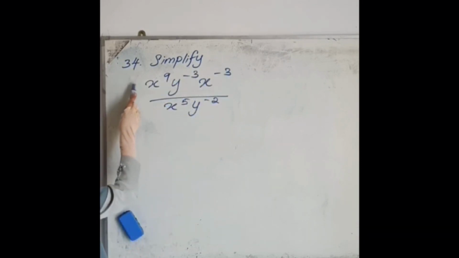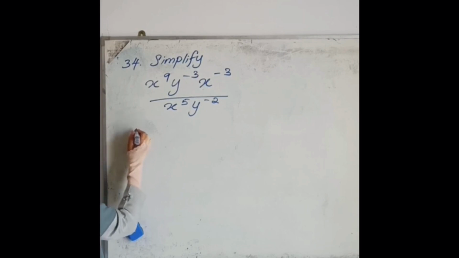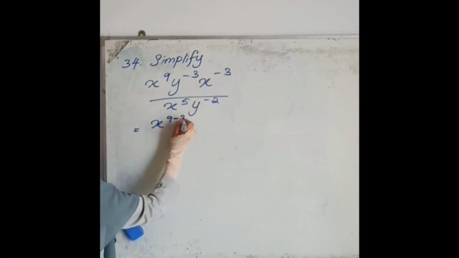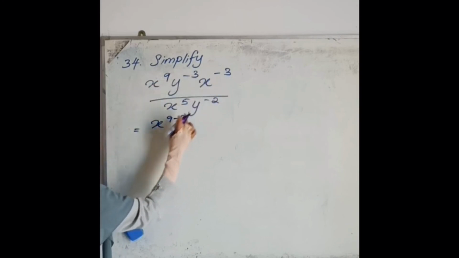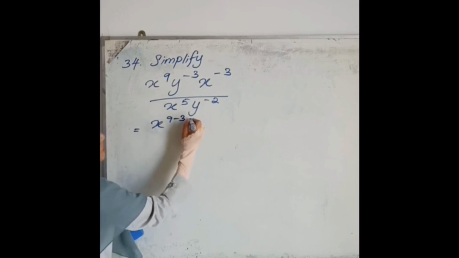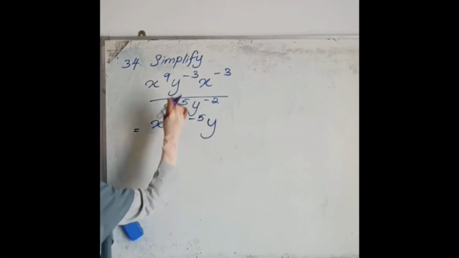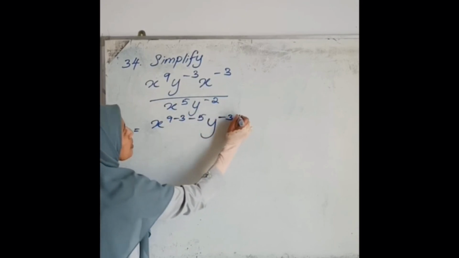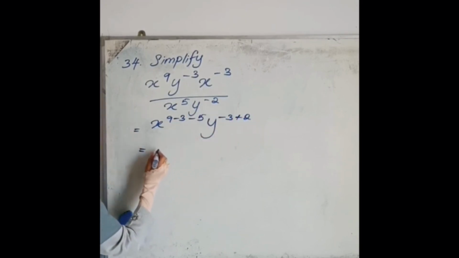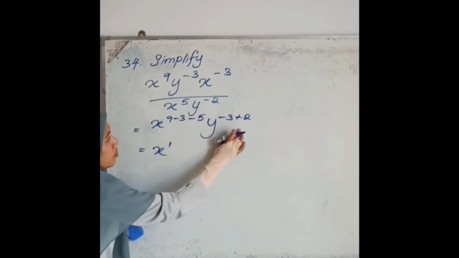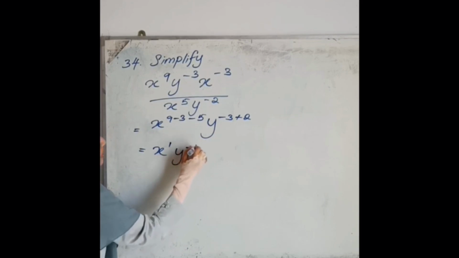Okay, so 3x to the power of 7, y to the power of 11. Okay, for question number 34, so we bring up the power. So x to the power of 9 minus 3 plus negative 3 minus 3 minus 5. Okay, minus 5. So minus 5, y negative 3 minus negative 2 plus 2. So the answer is x to the power of 1 y to the power of negative 1.